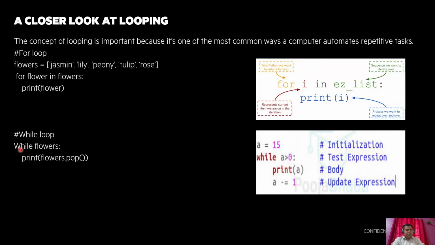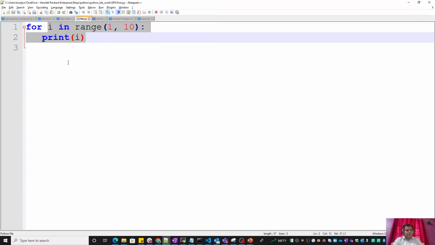Another example. Now we have the while loop. We are just calling the while loop, and until the condition is true, we will be performing the repetitive action. So in the same example, flowers has 5 flowers. Every time we are doing the pop, it will pop one item at a time, and then it will just print the data. So let's take a closer look at this one.